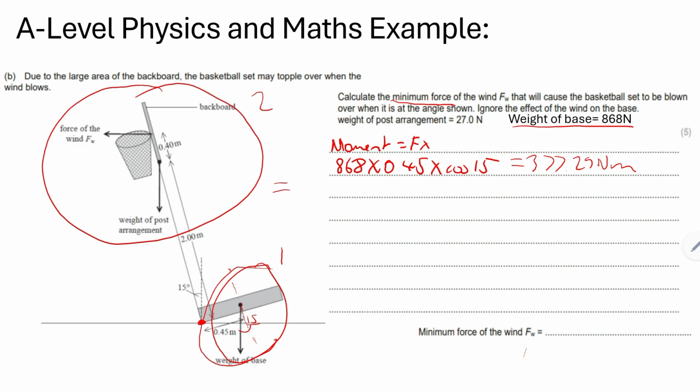So now we need to find the moments in section 2. So we have the weight of the post arrangement and the force of the wind. So first we're going to be working with the weight of the post arrangement. So we need to find the perpendicular force acting on the post arrangement due to the weight of the post arrangement.